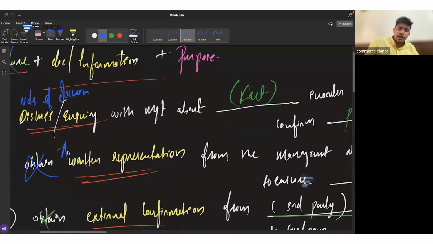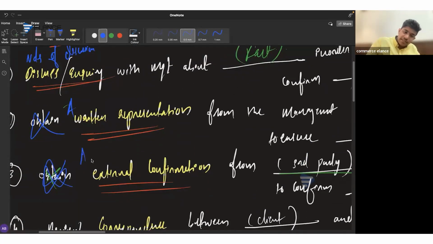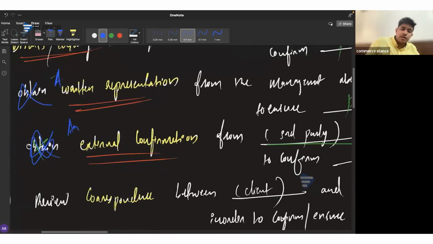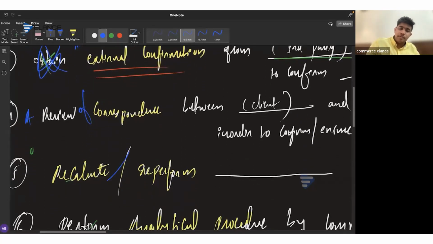Obtain written representation: a written representation will be there as audit evidence. Obtain external confirmation: an external confirmation will be there as audit evidence. A review of correspondence will be done by the auditor. There will be a recalculation performed by the auditor. So there will be a recalculation sheet, right? Or recalculation schedule. You can use the term schedule.